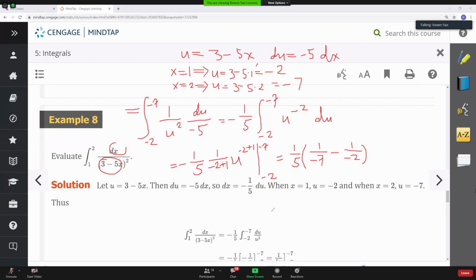Right? And everything is just doing some calculation by using arithmetic, right? So 1/5 is 1/2, right? Minus 1/2. Right? Simplify, okay? It's 14. Right? 7 minus 2 is 5. Right? So the answer is 1 over 14.